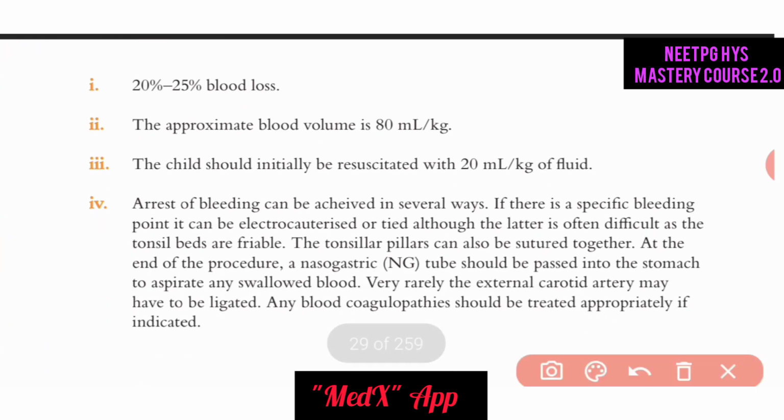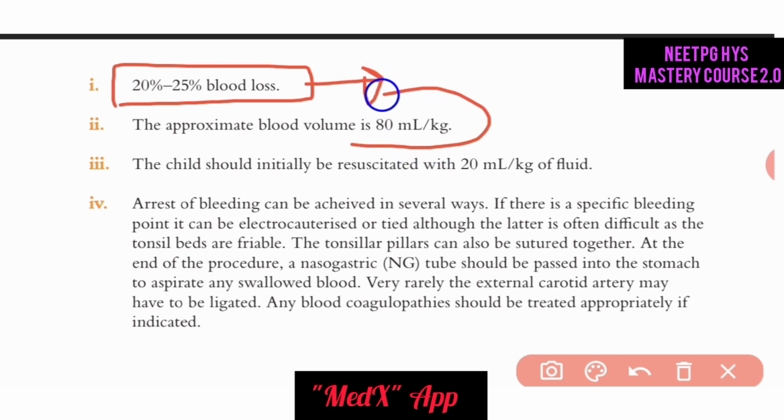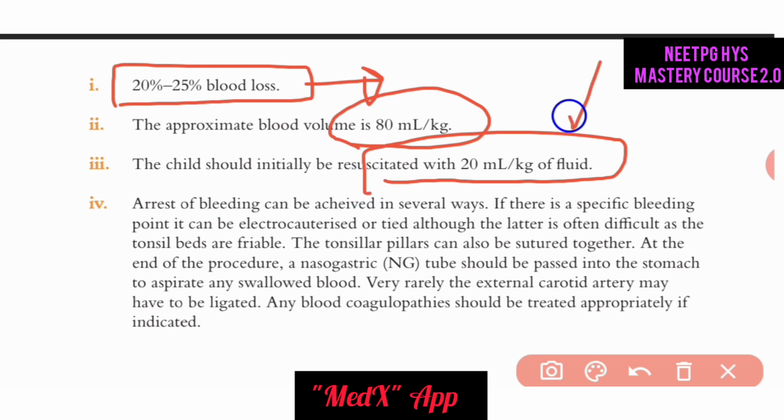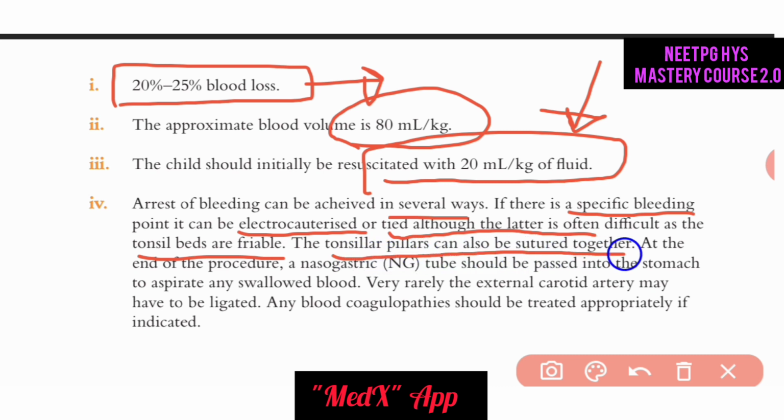A blood loss of 20 to 25% would result in hypotension in that child. We estimate the total blood volume by weight, that means 80 ml per kg, and the child should be resuscitated with 20 ml per kg of fluid. When you are doing your emergency duty, you should know this management. Now coming to the main point, how you are going to manage that child. There are several ways. If you can see any specific bleeding point, you can electrocauterize it or do a suture ligation of that bleeding point. If it is difficult as the bed would be friable, you can also tie the anterior and posterior tonsillar pillars together.